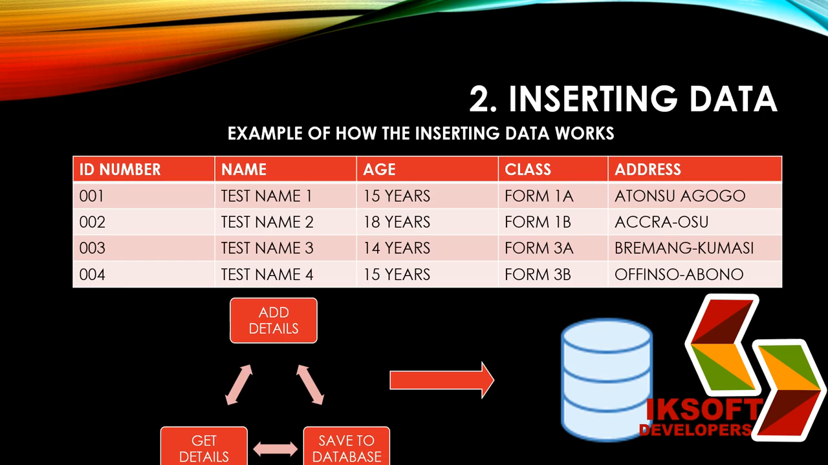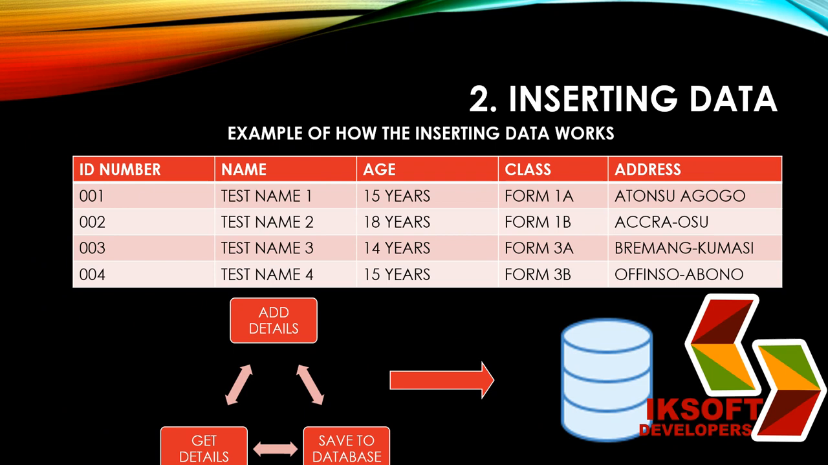Now let's move on to inserting data. When we talk of inserting data, this is an example of how inserting data works. Now we have a table here. From here we have the ID number, the name, the age, the class, and the address. These are the details we're going to use for the tutorial or the lessons. I forgot to add an image to this project, but don't worry, we will be adding an image to this project.